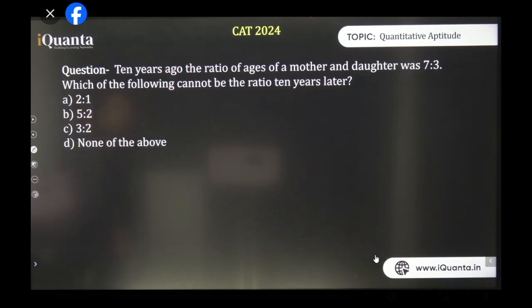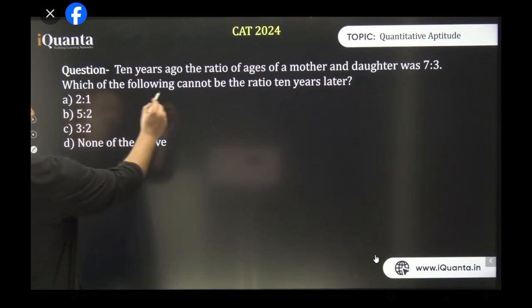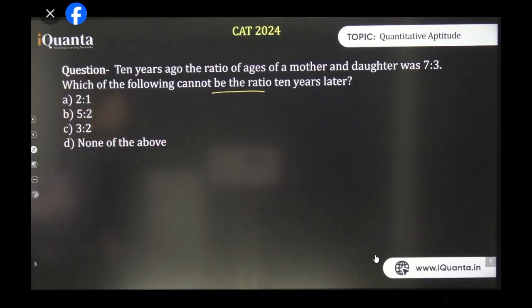10 years ago, the ratio of mother and daughter was 7:3. Which of the following cannot be the ratio 10 years later? Arpita, in the question it was said which of the following. When they say that, the options will be there. Pratham, we did not go by option, no. When they say which of the following, it means that you have to use the options, because there are multiple answers possible. Alright.